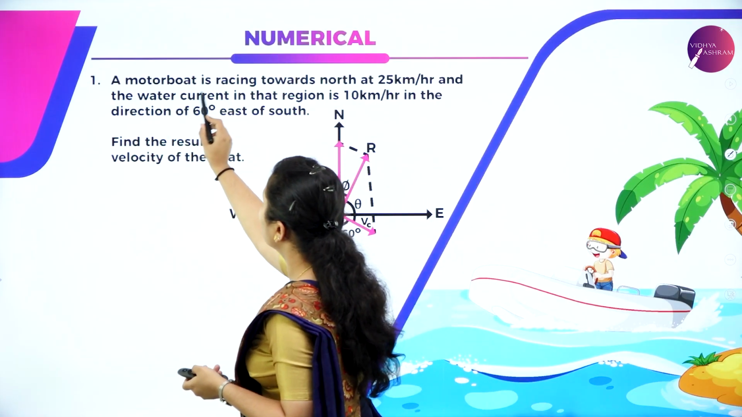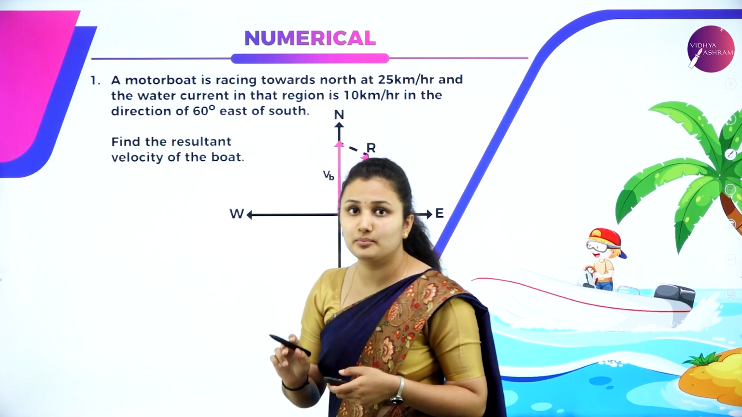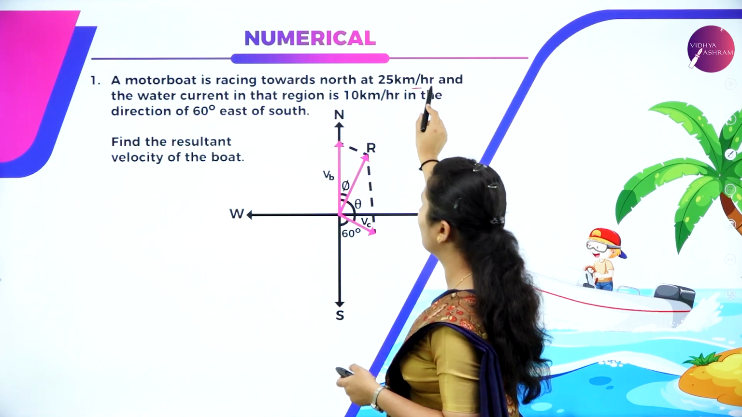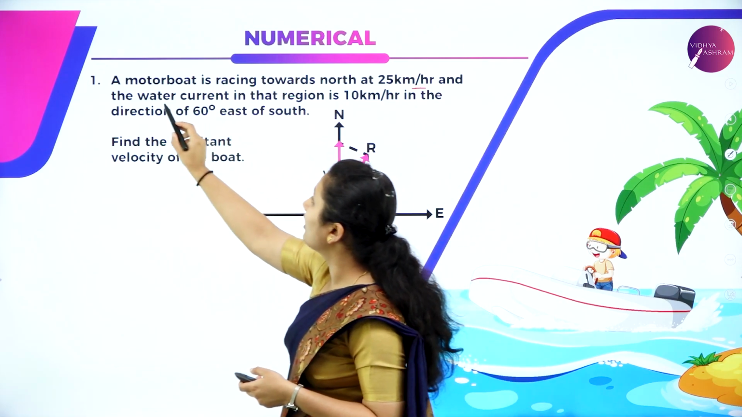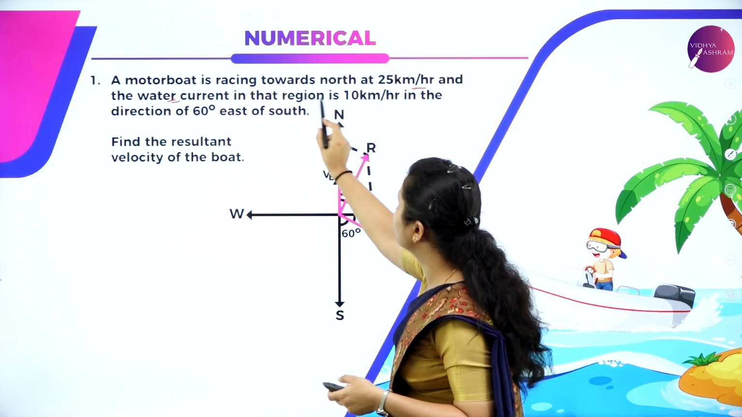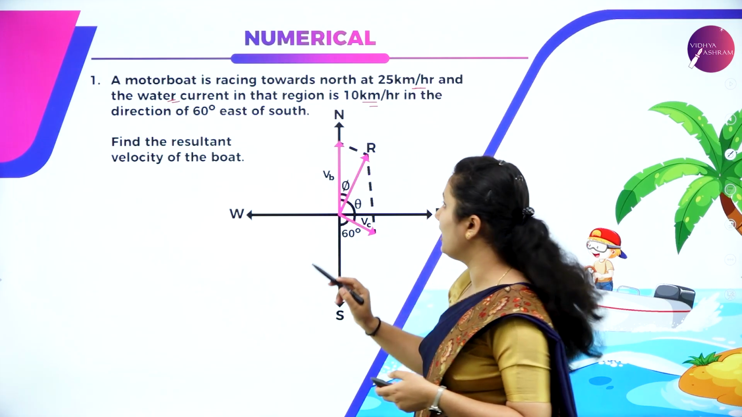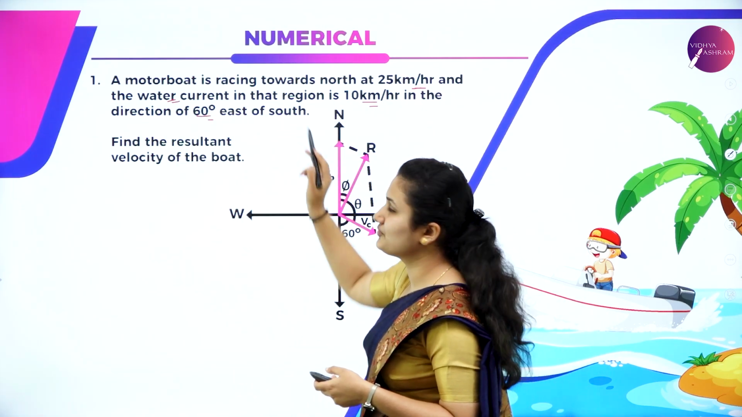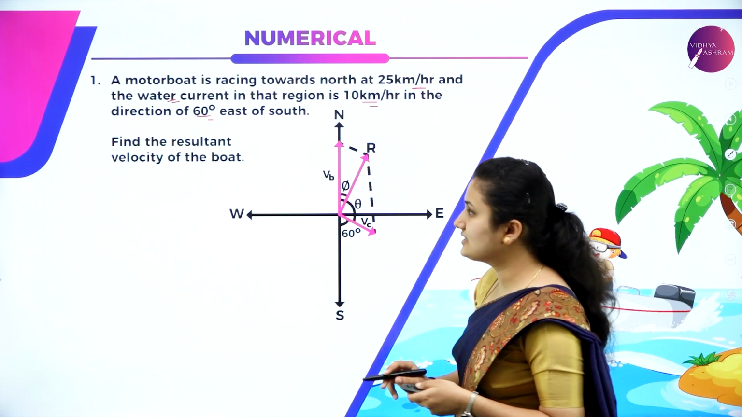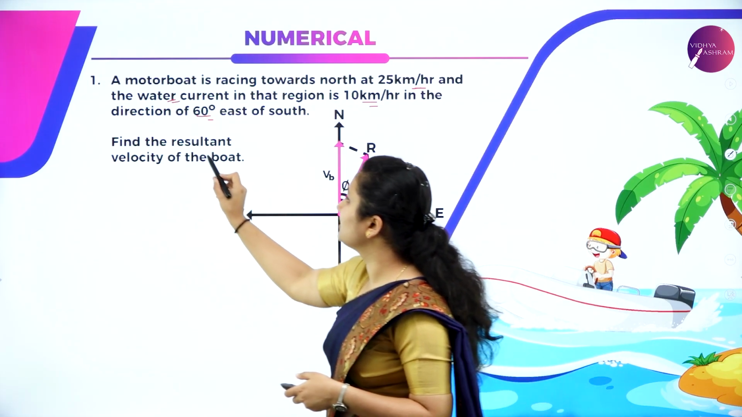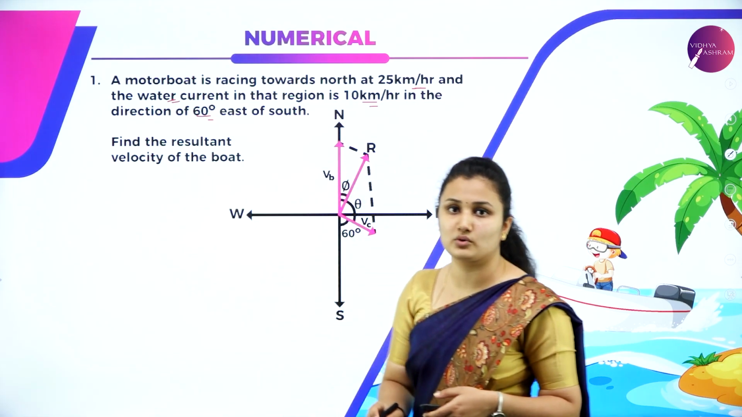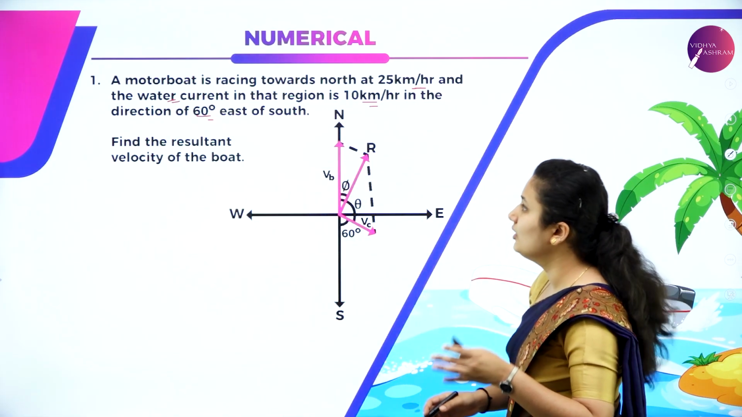A motor boat is racing towards north at 25 km per hour, and the water current in that region is 10 km per hour in the direction of 60 degree east of south. I have to find out the resultant velocity of the boat. What is the total velocity of the boat?